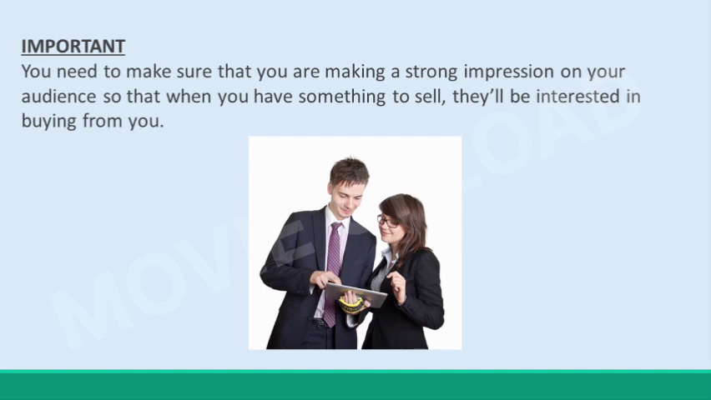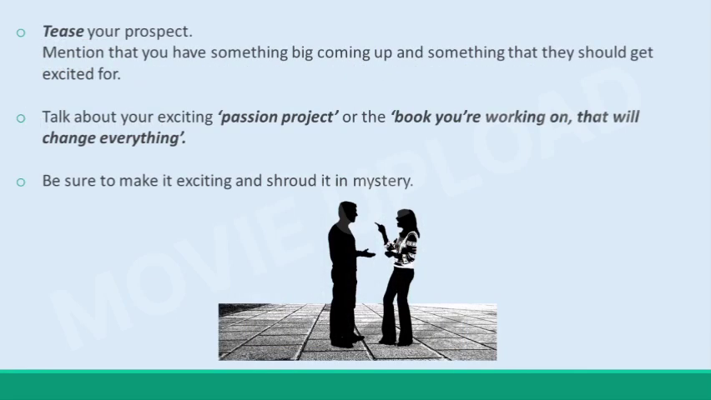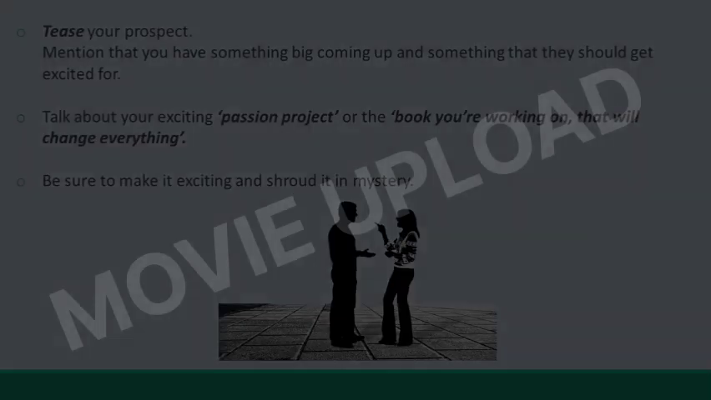Once you have earned that trust and you're seen as an authority, another good strategy is to start building some interest early on. The best way to do that? Become a tease. This means you're going to mention that you have something big coming up and something that they should get excited for. Long before you even announce that you're releasing something, talk about your exciting passion project or the book you're working on that will change everything. Make it exciting and shrouded in mystery. Then, when it comes to the announcement, your audience will already be sold.